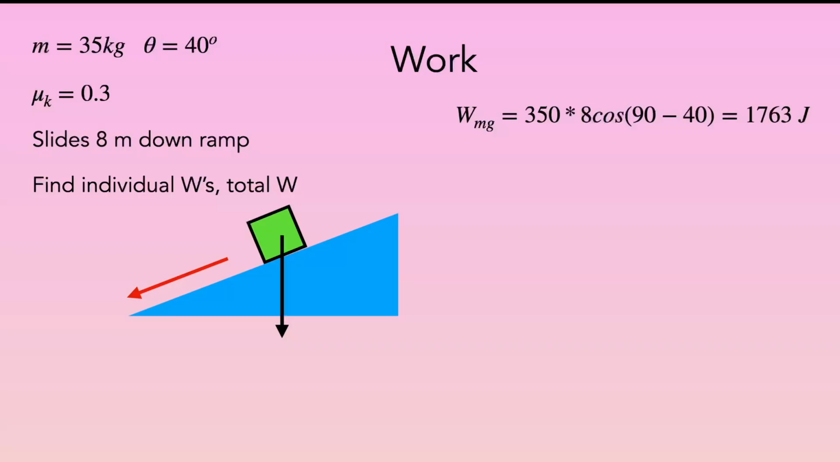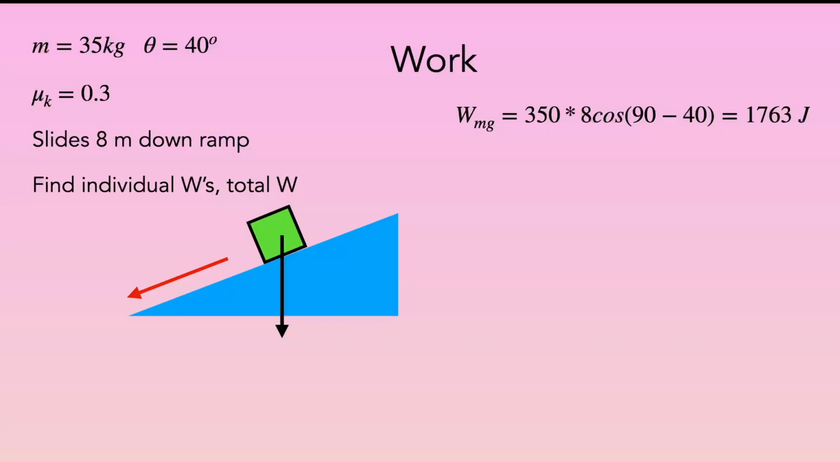Work done by mg. Now it's not 0 because it's not perpendicular to the displacement down the ramp. Okay, so we have mg is 350 times 8, that's the d, and then the cosine, it's a little tricky here. The cosine of the angle between those two vectors is 90 minus 40, it's 50 degrees.